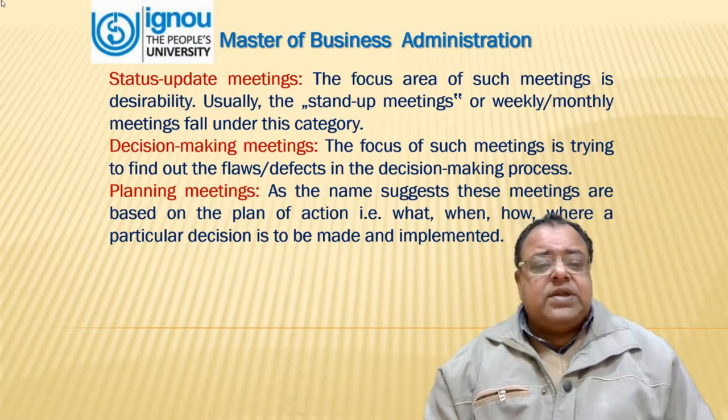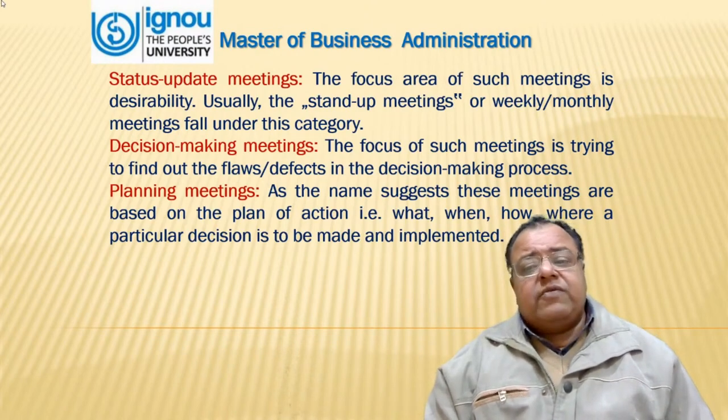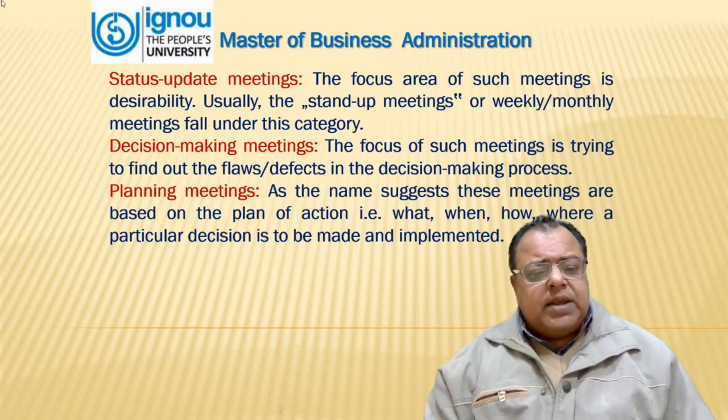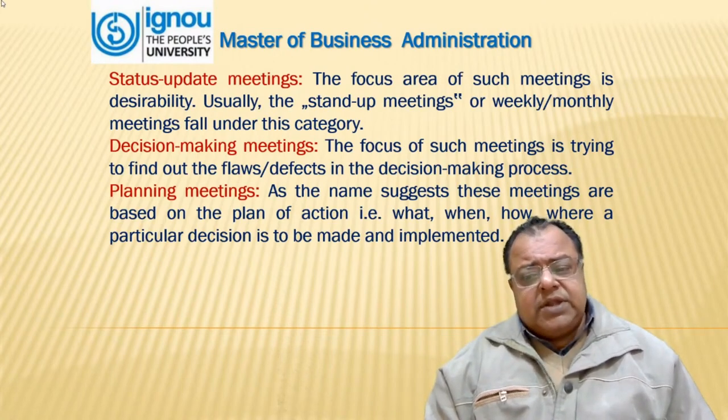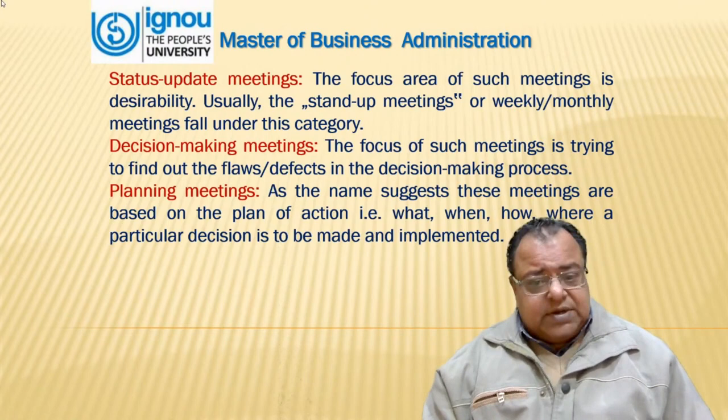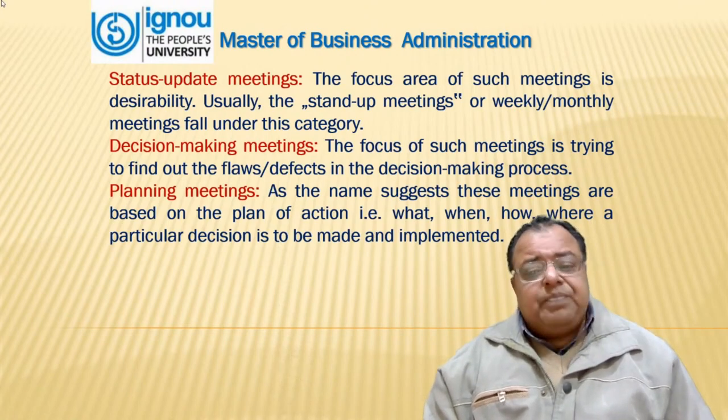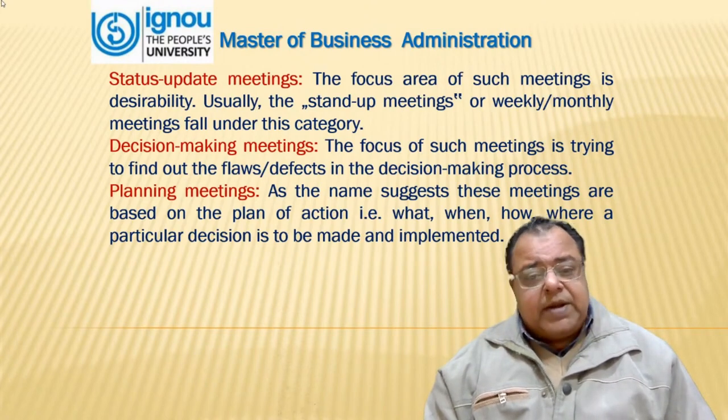The second one is decision-making meeting. The focus of such meeting is trying to find out the flaws, defects in the decision-making process. Planning meeting, as the name suggests, these meetings are based on the plan of action. That is what, when, how, where a particular decision is to be made and implemented.